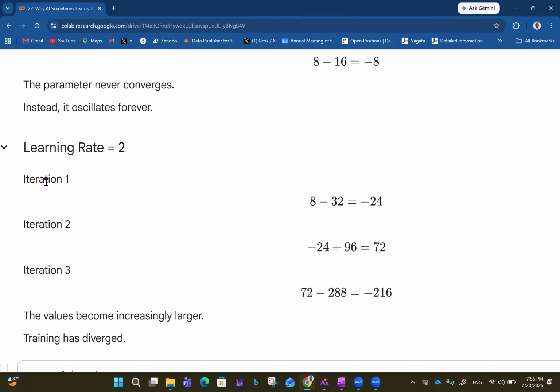Probably that's even worse. Iteration 2, 8 minus 32. Iteration 1, 8 minus 32, you get minus 24. Then iteration 2, minus 24 plus 96, that's 72. Iteration 3, 72 minus 288, that's minus 216. So, I mean, 0 is the actual optimal solution, and these ones are nowhere near that 0. So the values become increasingly larger, and the training has diverged already.